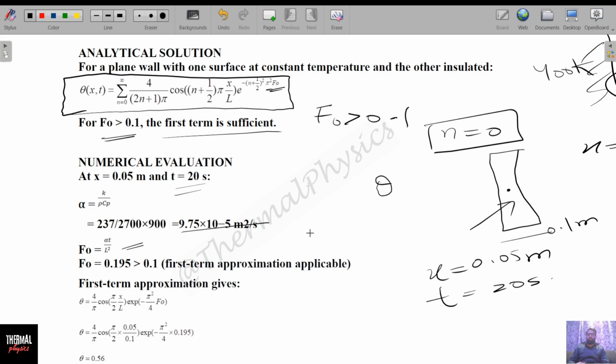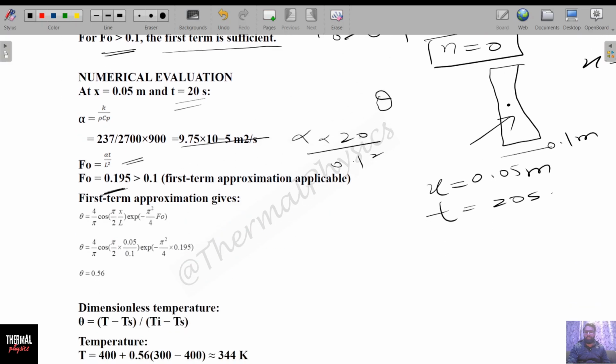Now, till now what we used to do was calculate the temperature at a particular location. There was no involvement of time. Now the temperature at a point is also changing with time, so temperature at this point and at this time. When we calculate Fo, we multiply alpha with 20 divided by L squared, where L is the entire thickness, which is 0.1. The Fourier number comes out to be 0.195, which is clearly greater than 0.1. So we can use the first term approximation.